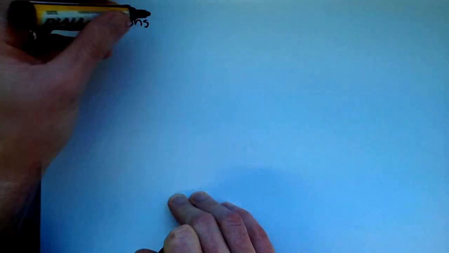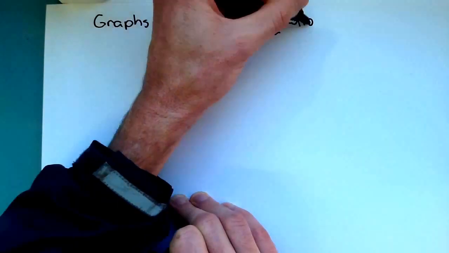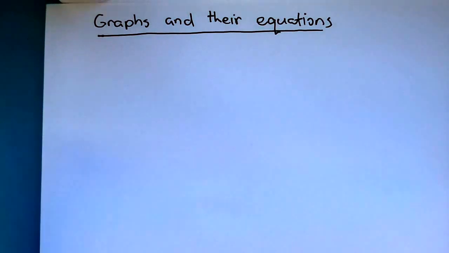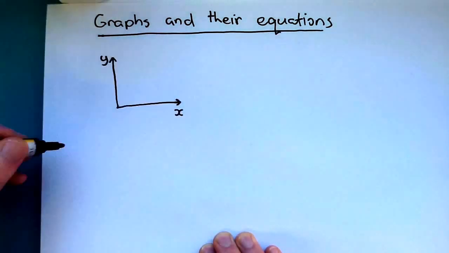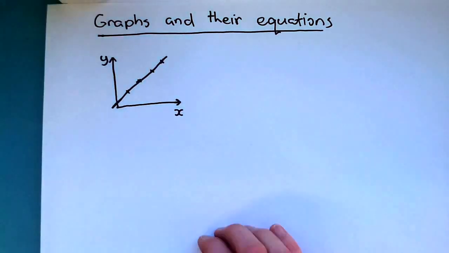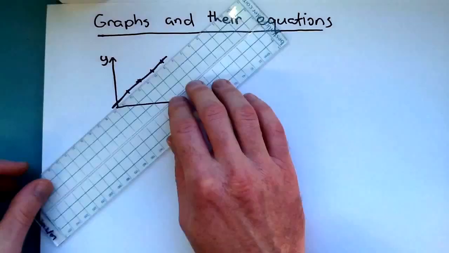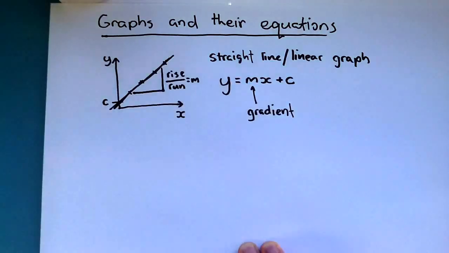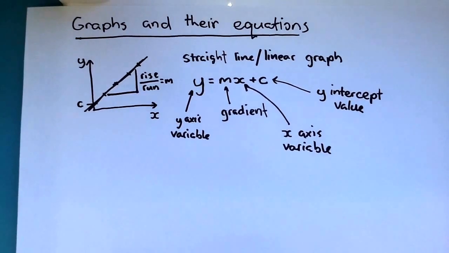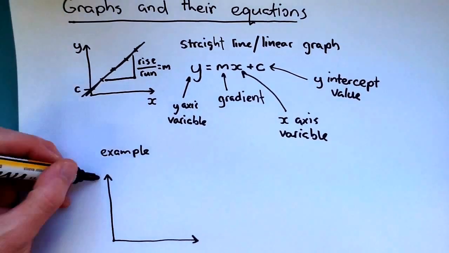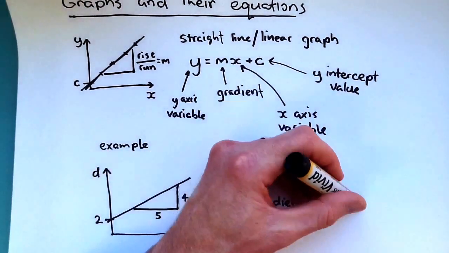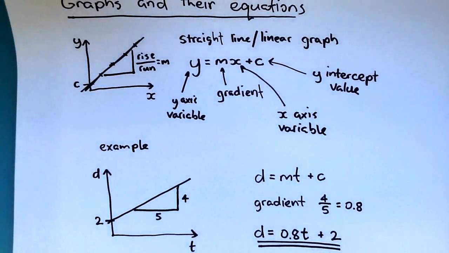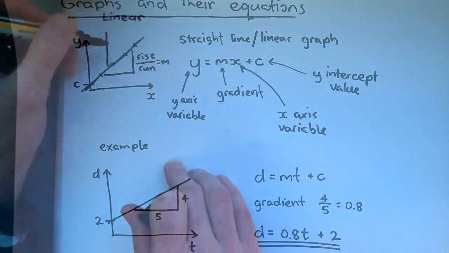You've performed your experiment and you've collected your data. Now the task is to find the relationship between the two variables. That is, to find a mathematical equation that will link together your independent and dependent variable. If you get a straight line graph, you can say that y is proportional to x. So your equation will be in the form of y equals mx plus c, where m is the gradient.